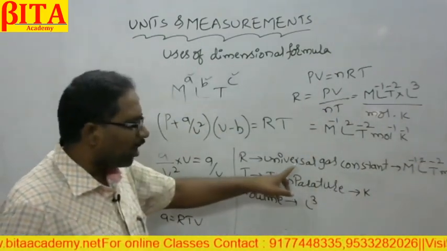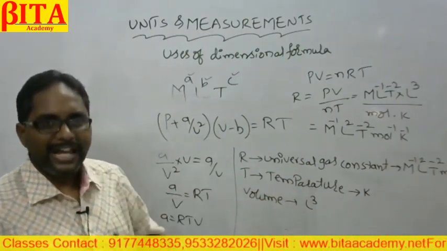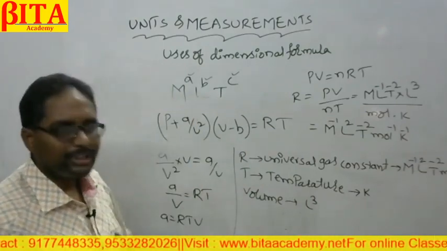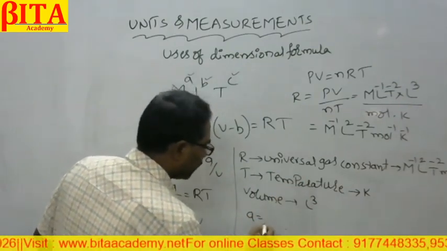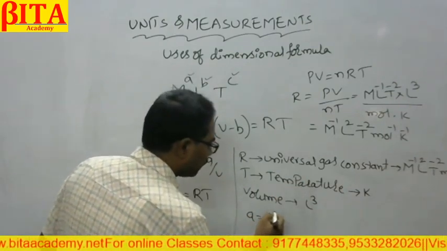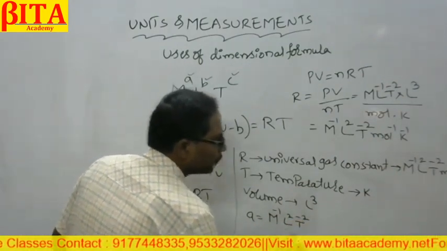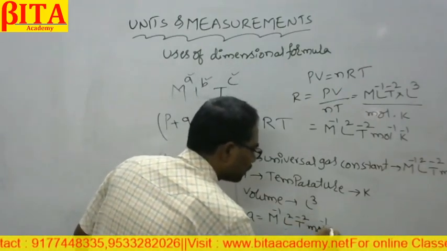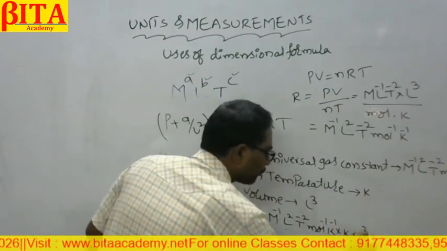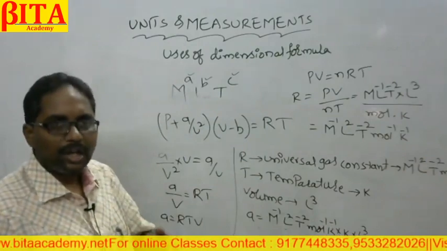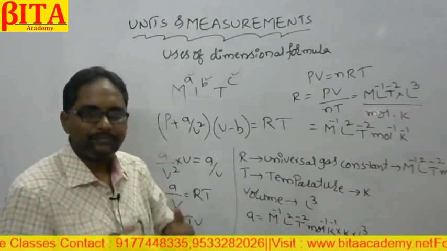Now, let us write all the dimensional formulas into this equation and find the dimensional formula of A, in accordance with the principle of homogeneity. So let us find out. A is equal to, first I am writing the dimensional formula of R, which is M^-1 L^2 T^-2 mole^-1 Kelvin^-1, into Kelvin into L cube. This is the dimensional formula we get, and definitely a few options will be there and you have to choose the correct option from them.